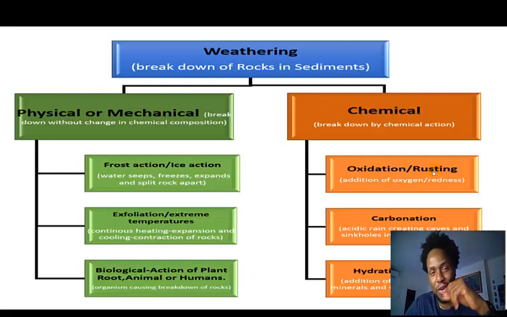Here's a summary of everything we've learned so far. Weathering is the breaking down of rock into smaller pieces. There are two kinds of weathering: physical or mechanical weathering, and chemical weathering. Physical weathering includes frost action, exfoliation from extreme temperature, and biological action of plants, animals, or humans. While for chemical, you have oxidation or rusting, carbonation, hydration, and solution.